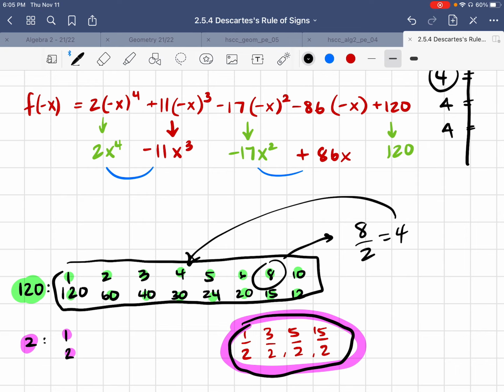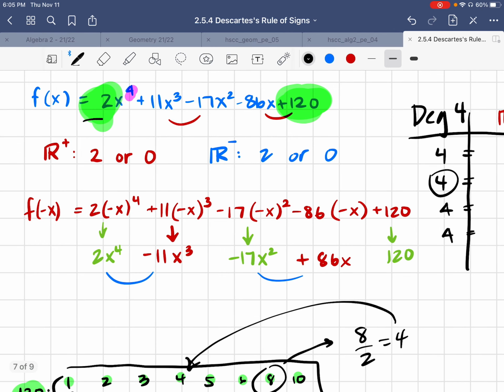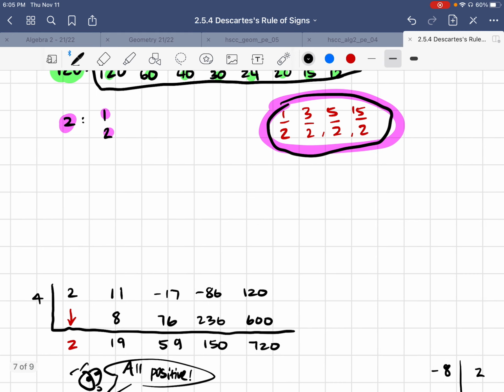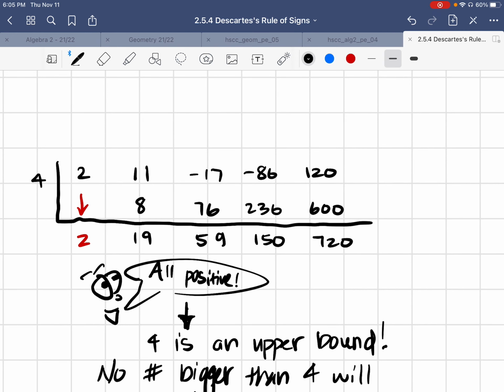So what we're going to do now is take some of these and divide it from this function right here. I picked some out just so you could see it. So we know that these are all the possible roots that can exist. What I decided to do is test 4. So I tested 4 and I did long division on it.